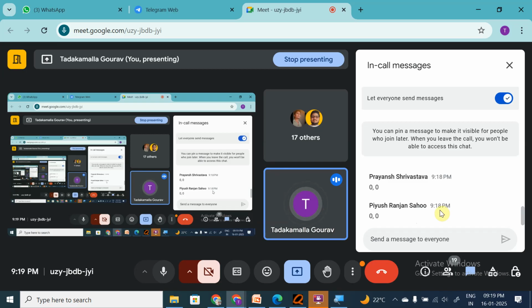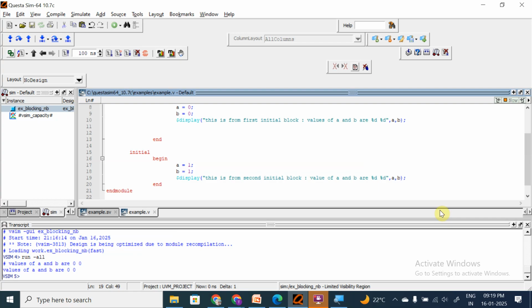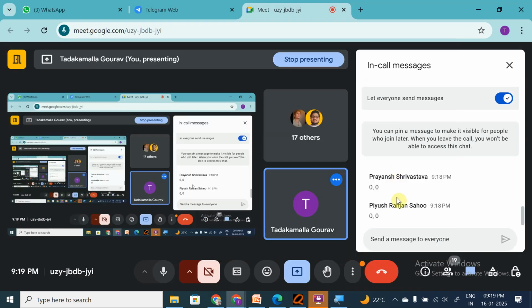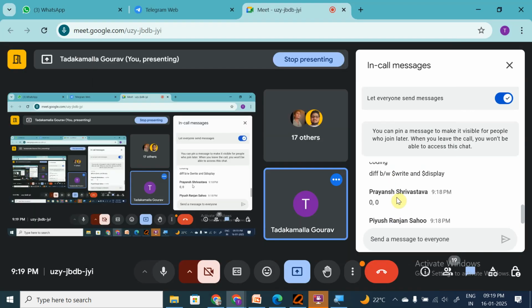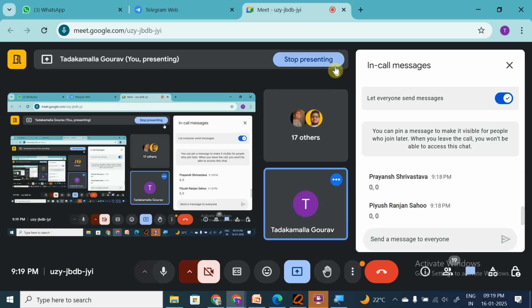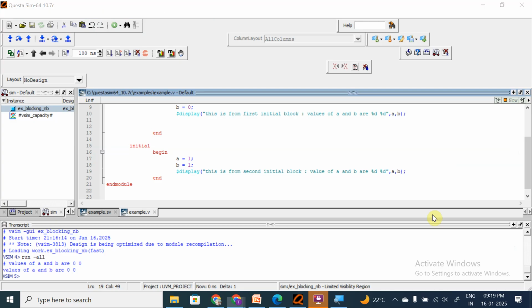Only two responses. Others, please try to answer. Try to think about this. Take your time and try to think. We have two initial blocks: a is equal to 0, b is equal to 0, $display, and a is equal to 1, b is equal to 1, $display. Then what may be my values of a and b?